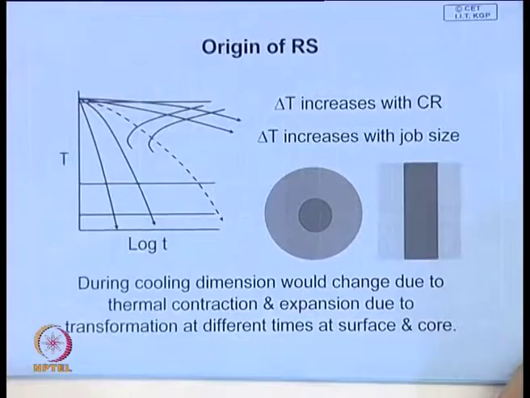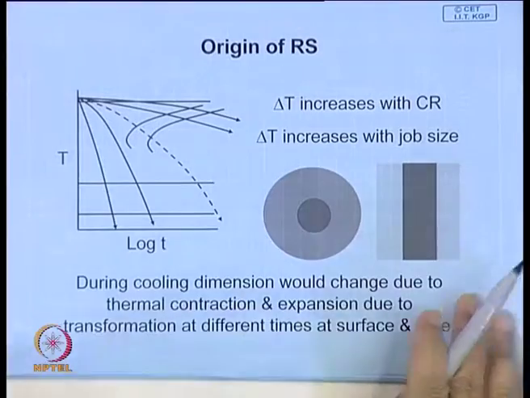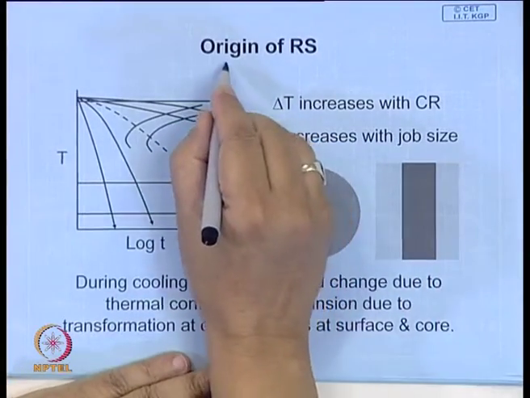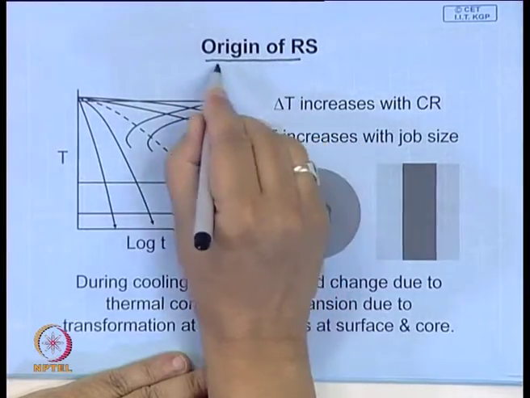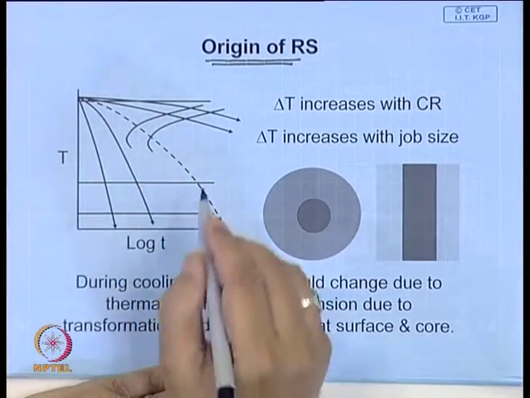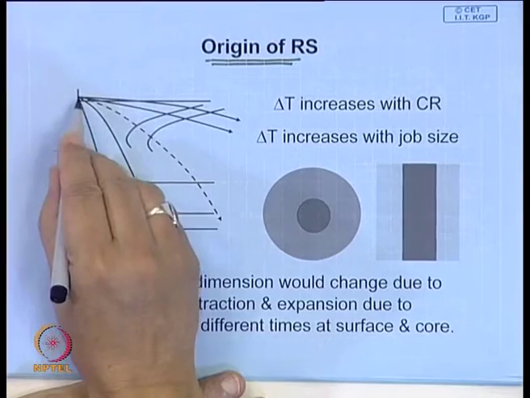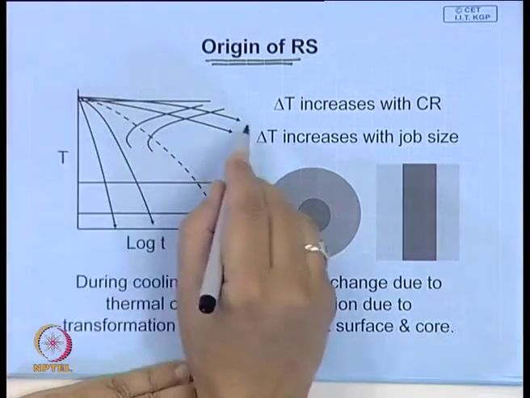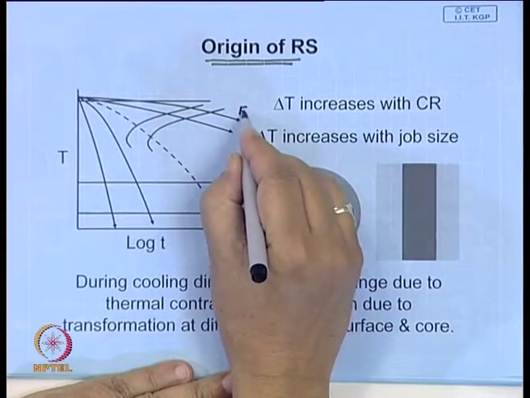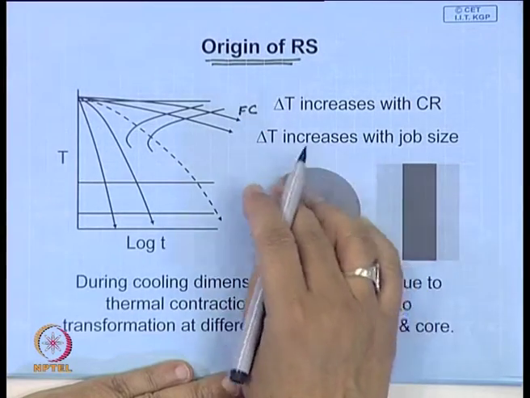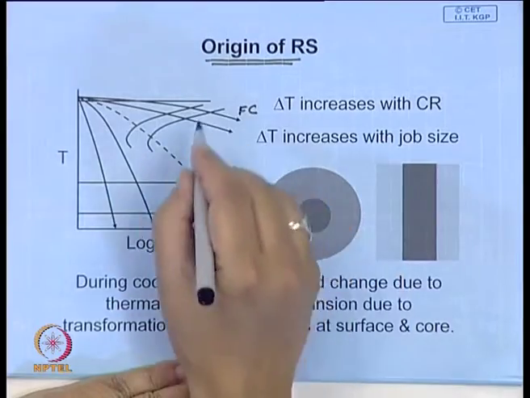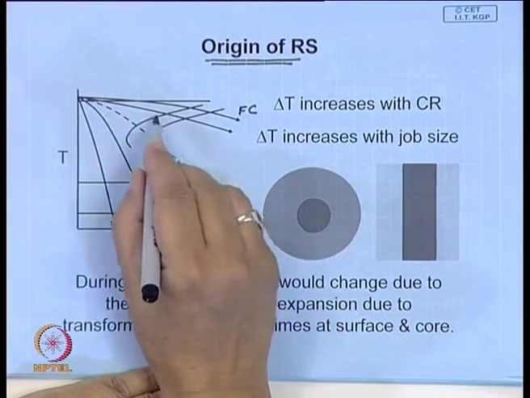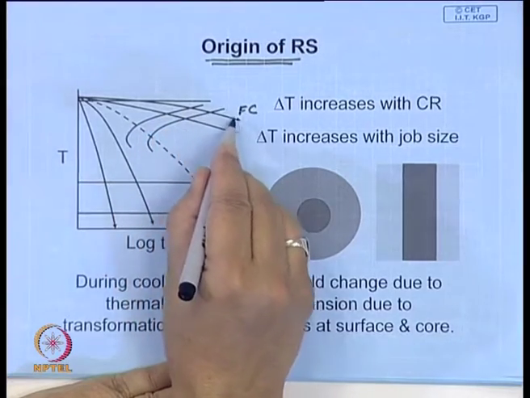So, let us look at it in a little more detail, and then we will appreciate why that which was mentioned earlier, the origin of residual stresses, arises. Suppose you are cooling in a furnace. This is a job, and the dimension of the job will determine the rate of cooling at the surface.